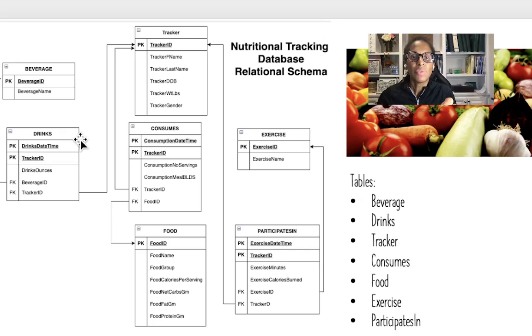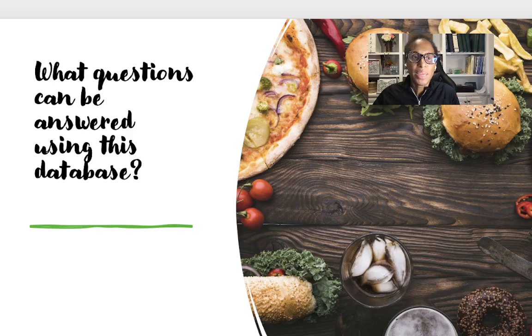We made a schema from there. You can see our tables listed. We've got beverage, drinks, tracker, consumes, food, exercise, and participates in. After building the architecture of the database, we next moved on to putting in our instances, or our data. And once you have the database created, what questions can be answered using this database?